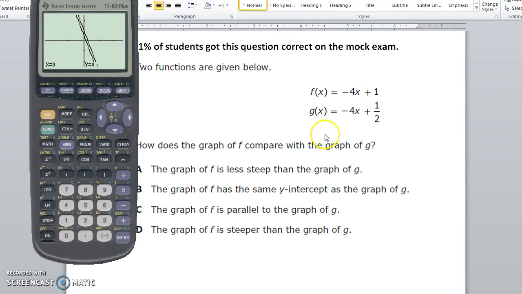The other way you could answer this question is just by looking at this graph. If you remember that whenever two lines have the same exact slope and different y-intercepts, that means those two lines are going to be parallel lines. They're going at the same exact rate when they move to the next points. So the answer choice is C. Graph of f is parallel.